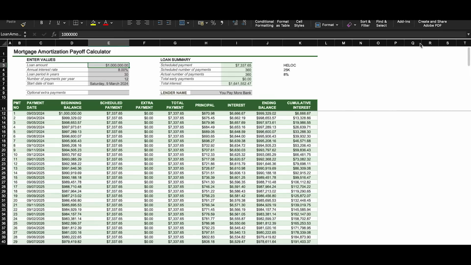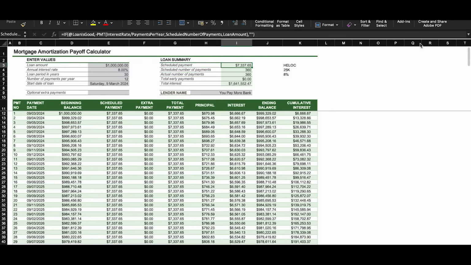So have a loan amount of $1 million, interest rate 8%. Pretty much the standard 30-year fixed mortgage. So 30 years, 12 payments per year. Let's say it pretty much starts today, the day that I'm making the video here. So let's look at the loan summary.